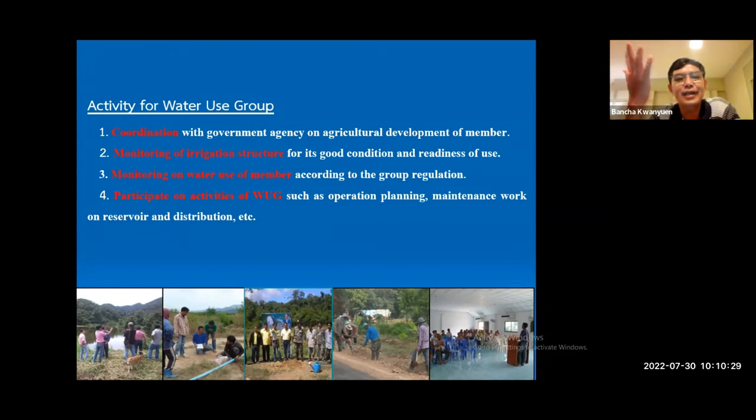You know, they can have a kind of monitoring of the members of water use themselves, and they can participate in the activity of the group in order to respond to good water management that has been delivered to them, or good water allocation. So they are responsible for operation, maintenance, and something like on the bottom here. That is the participation of people.